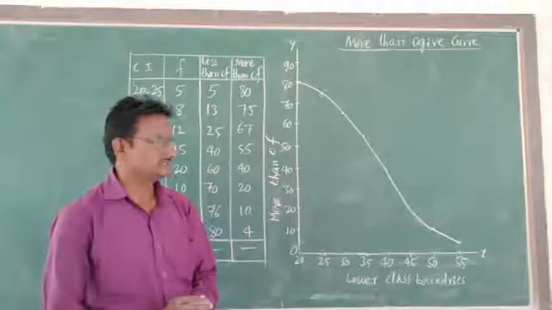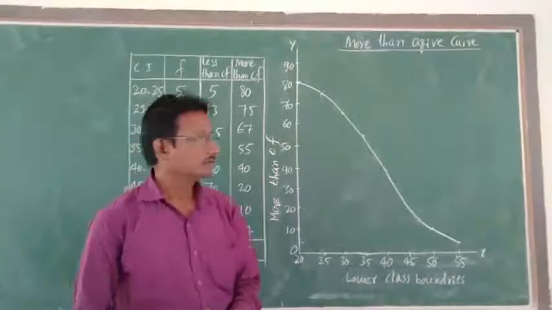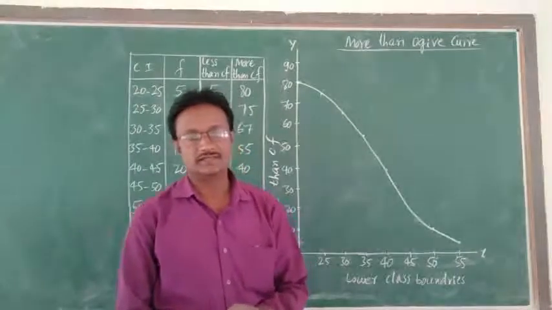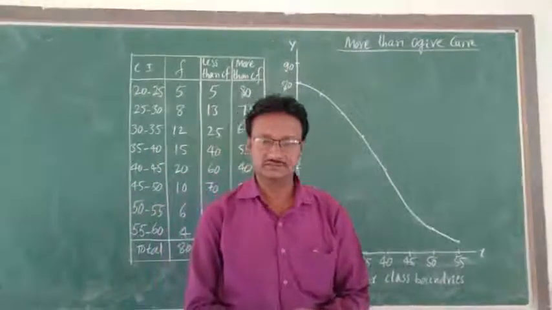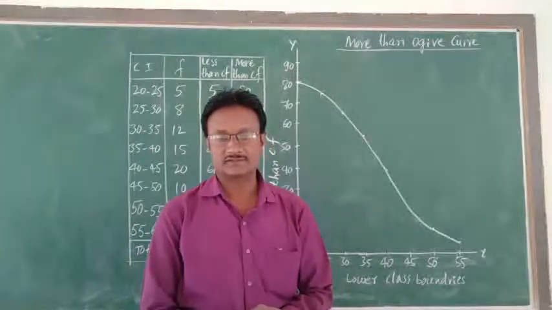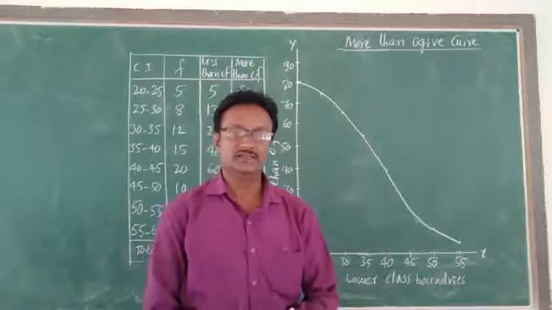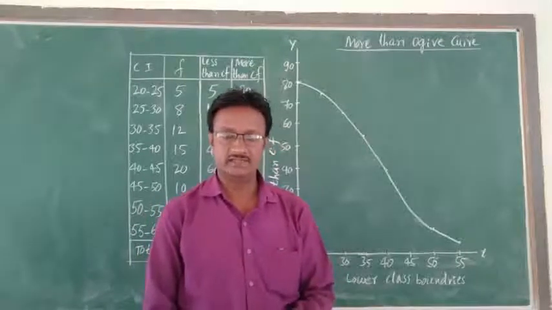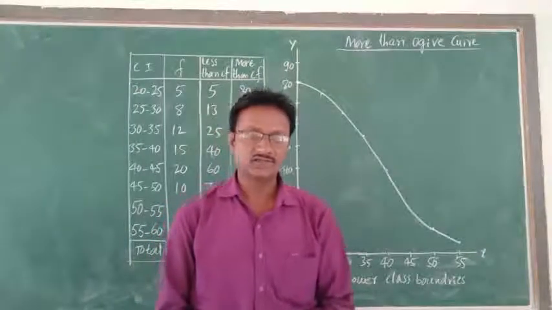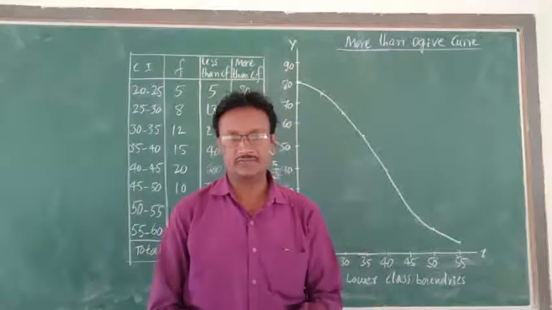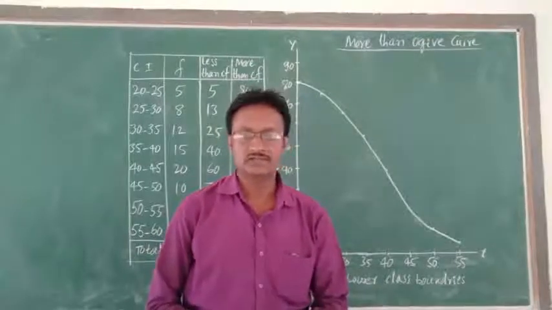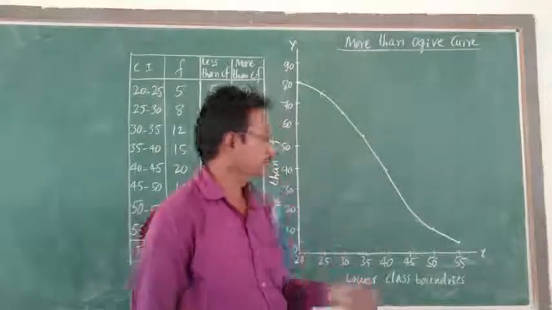Up to this, we have discussed the second unit, that is diagrammatic and graphic representation. We have studied 5 types of diagrams: simple bar diagram, component bar diagram, percentage bar diagram, multiple bar diagram, and pie diagram. We have also studied 4 types of graphs. The first one is histogram, next frequency polygon, next frequency curve, and the fourth one is ogive curve.